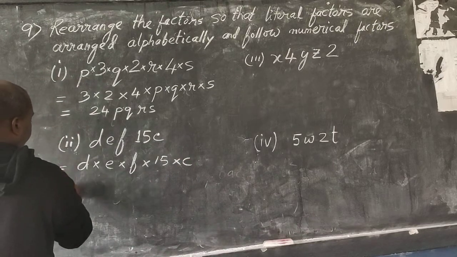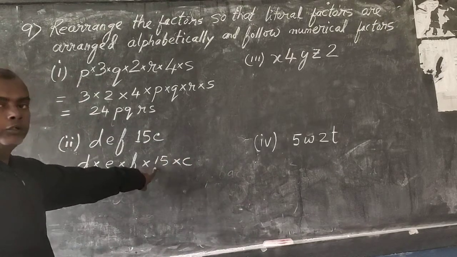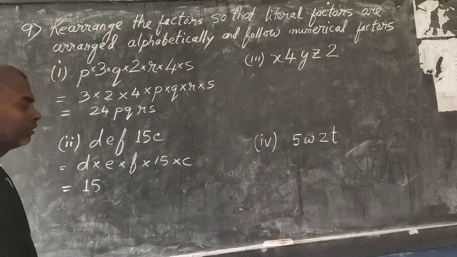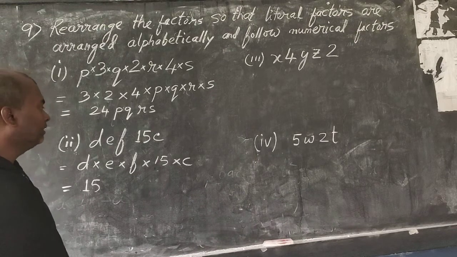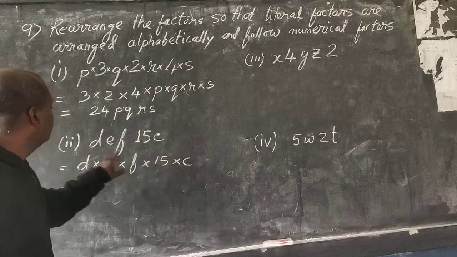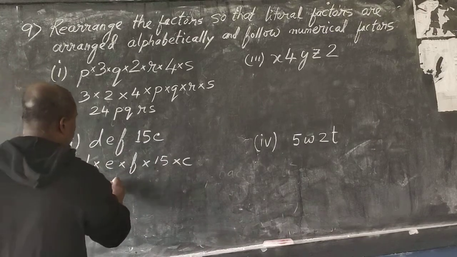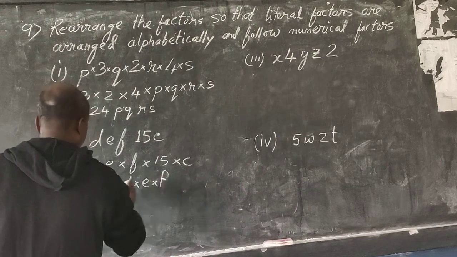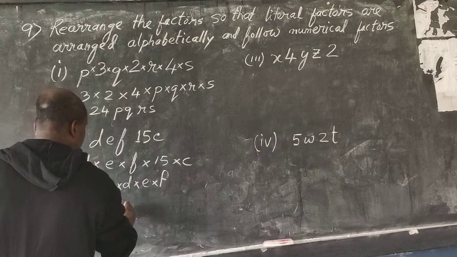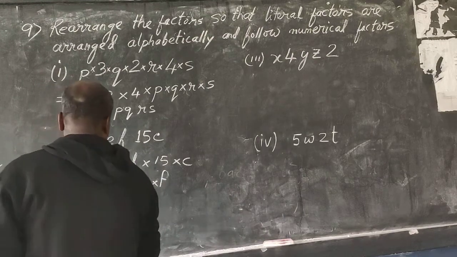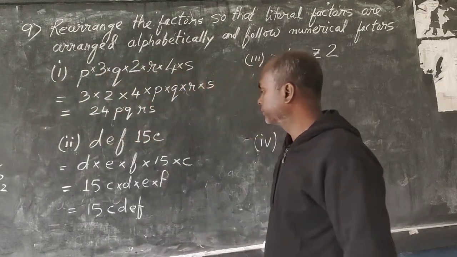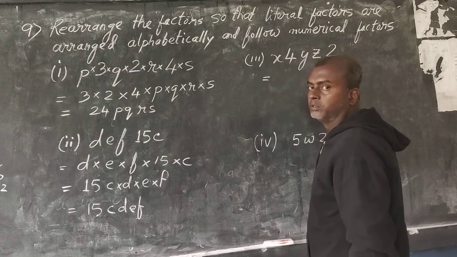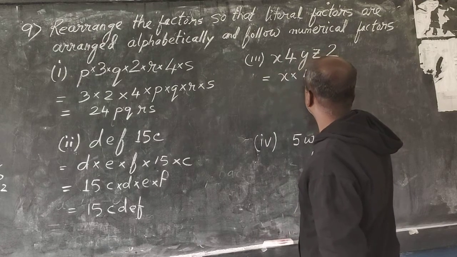So in this one, the numerical coefficient will be first. So I will write 15 first. And then the literal coefficients, that also arranged in alphabetical order. So C, D, E, F. So the final answer will be 15 CDEF without the multiplication sign. Without the multiplication sign. Okay, coming to the next one. Again I say, no sign is there, always multiplication sign is there.